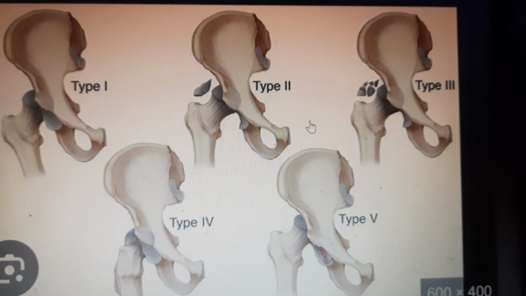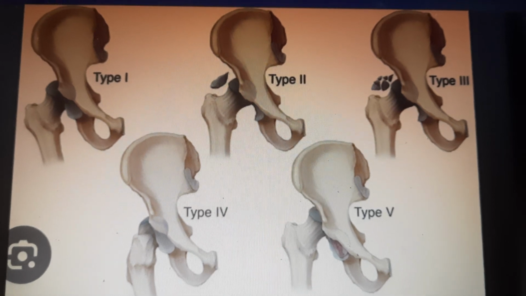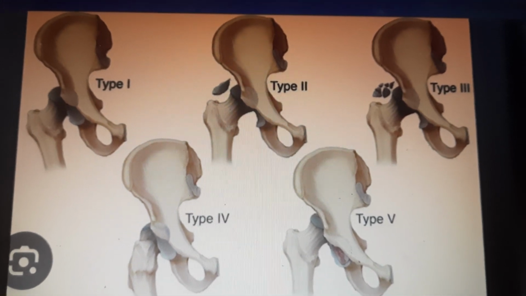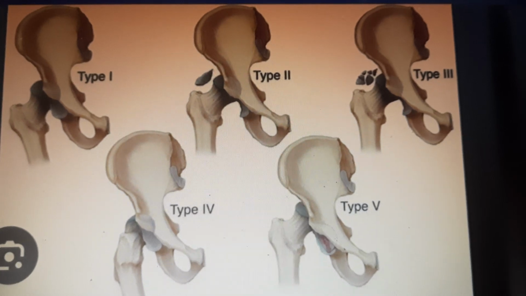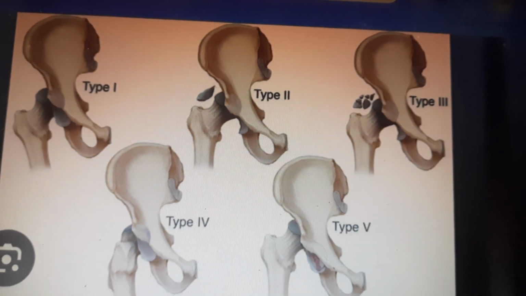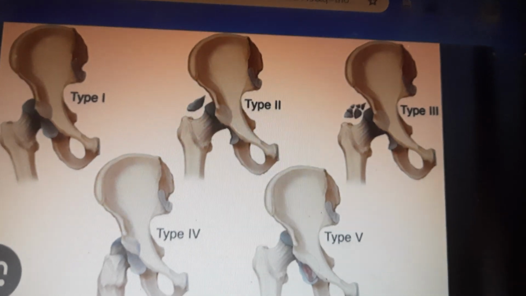As you can see more clearly in this picture, in type 1 there is some minor fracture, or there is no fracture. Even if there is a minor fracture, then there is a minor chip fracture. In type 2 there is a single large fragment of the posterior acetabular wall.